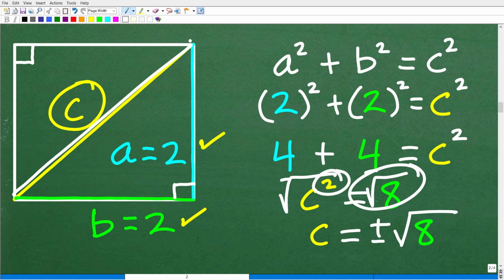And hopefully most of you now can just kind of figure out what I'm going to do now that we covered the Pythagorean theorem. So let's go ahead and do that now.